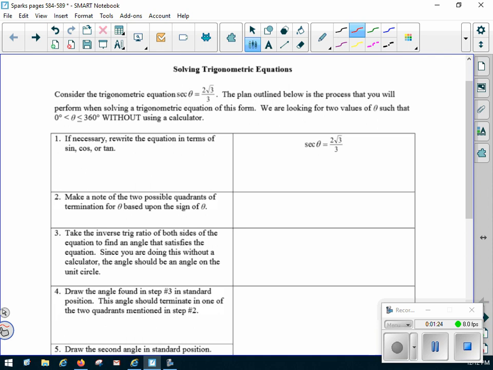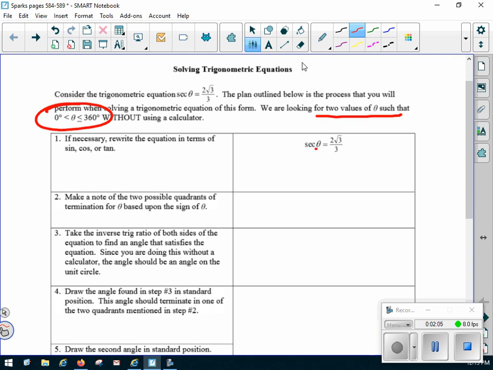We are looking for 2 values of theta. Now notice, 2 values. The only time when you were doing x that you knew you were going to have 2 answers is when it was x squared, right? In trig, very often we're going to have multiple answers. Now we are looking for 2 values of theta on this interval. Notice we are in degrees, and it says without a calculator. So when we do get to a calculator, we're going to have to pay attention to what mode we need to be in, degree or radian.